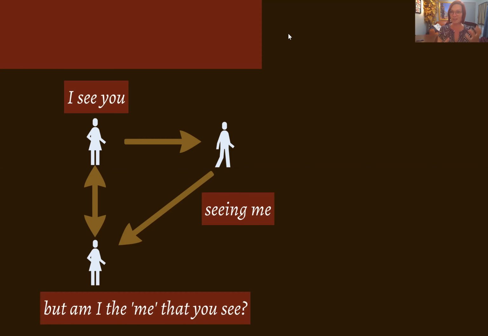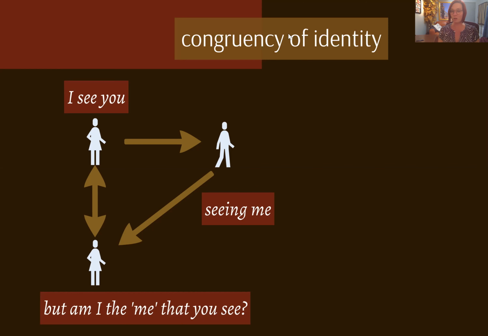And so there's this tension between the me that I feel that I am and the me that you see. And the person is weighing those two against each other because they don't know themselves. And so the only way that they do know themselves is through someone else's eyes. And this is what we call in psychology a congruence of identity. So what does that mean? That means, is the me that I feel that I am the same me that you see me as?